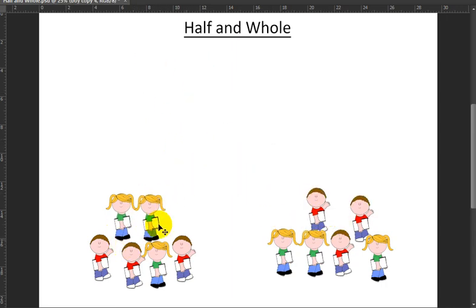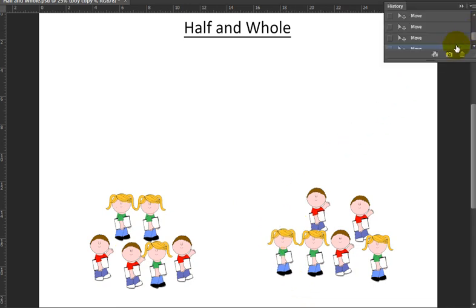So what I just did, and as you can see here, the teams are equal now. They both have the same number of players. This team has 6 players, and this team also has 6 players. So they're equal. What I did basically was I separated that class in half. So each team is a half of the class. This is one half of the class, and this is the other half of the class, together making the whole class.